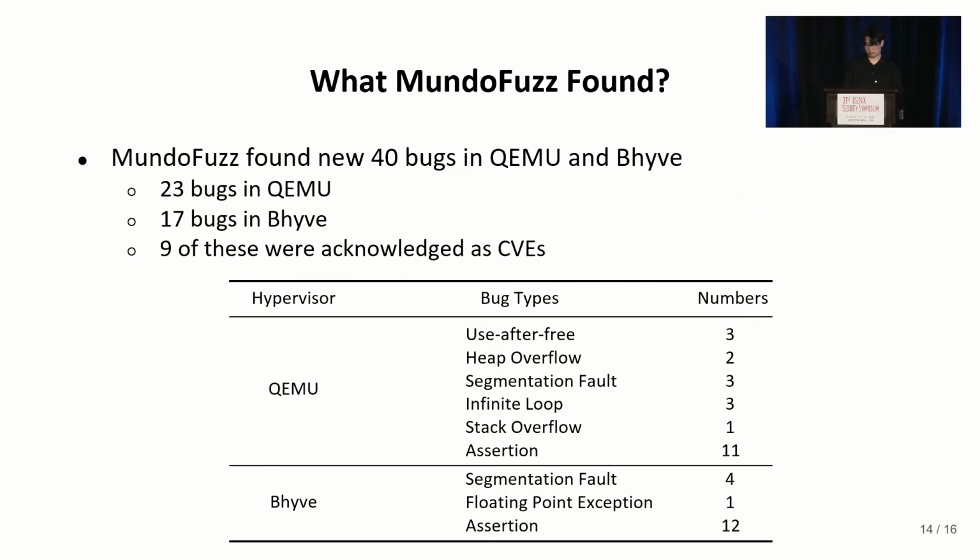So what did MundoFuzz find? MundoFuzz found 40 new bugs in QEMU and Bhyve. We found 23 bugs in QEMU and 17 bugs in Bhyve.